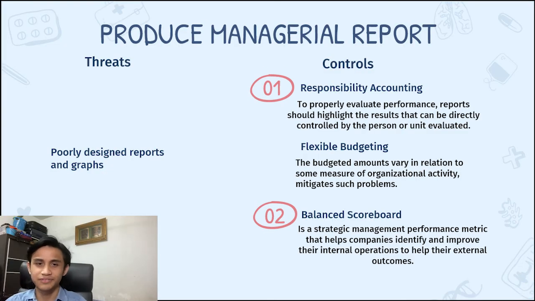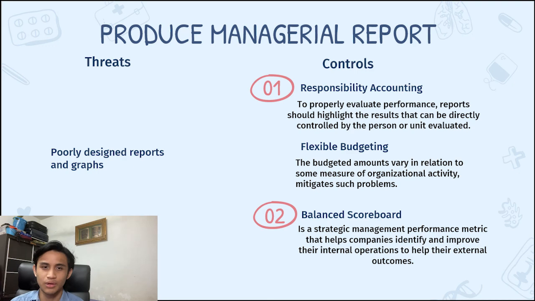The next question is 5B. This question asks to explain the controls needed to counter the threat of poorly designed reports and graphs. These are 3 controls that can counter the threat. The first one is responsibility accounting and flexible budget.